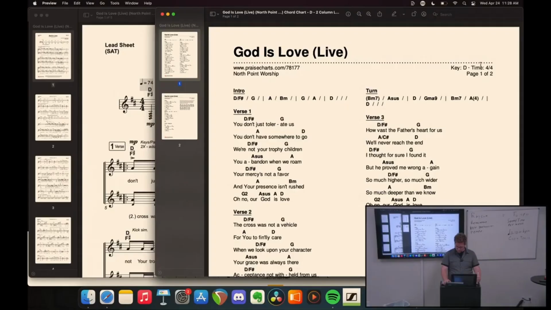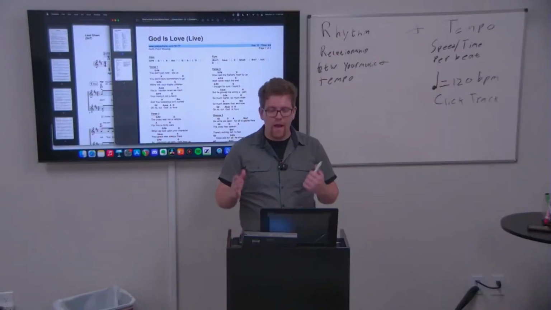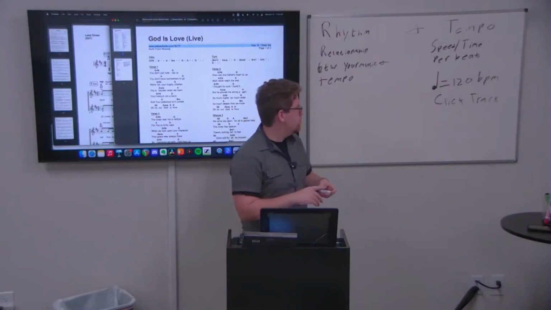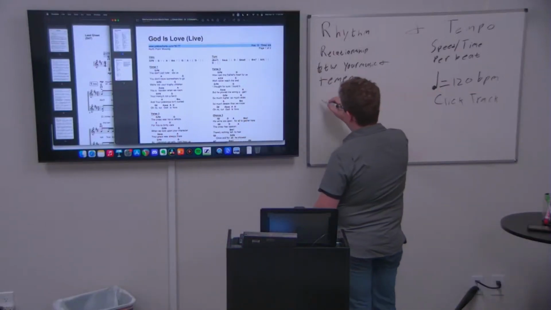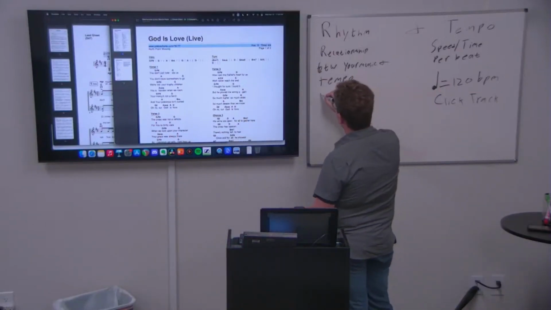Let me show you this. A lot of our chord charts have right here on them, at the top right of your page, the time signature. It says time 4/4. And this has to do with how rhythm is written. So it says time on our chart there 4/4.